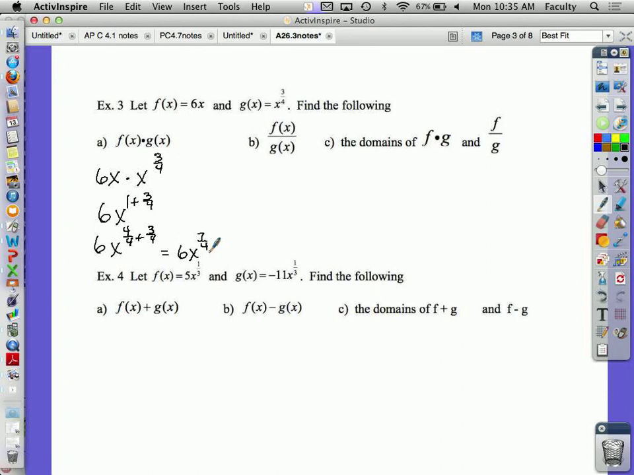Now something I need to tell you is that when you're determining domain and you have other roots, all of the even roots have to have a radicand that's greater than or equal to 0. So since it's a 4th root, the domain is x greater than or equal to 0. In letter B, if I do 6x divided by x to the 3/4, remember you subtract the exponents.